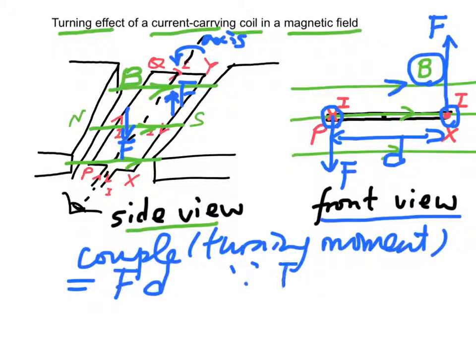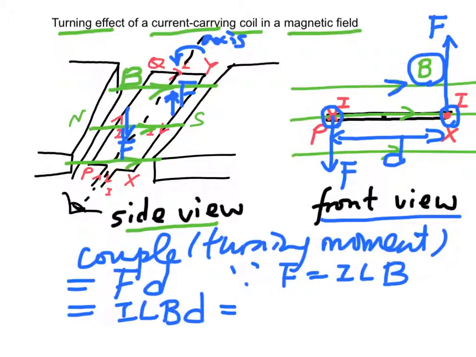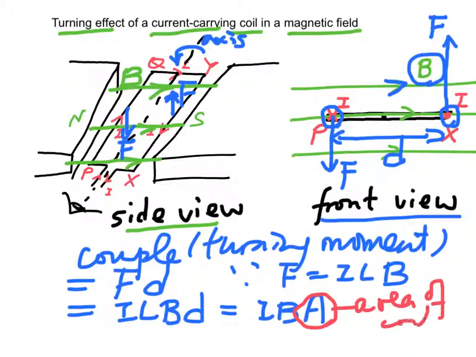And because F equals ILB, therefore the moment acting on the coil is equal to ILB times D, equal to IBA, where A is the area of the coil. To increase the turning moment, we can use more turns of the coil. That means we can increase the number of turns. If there are N turns in the coil, the total moment will be NIBA.